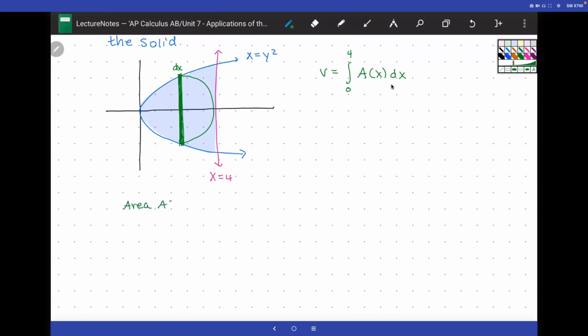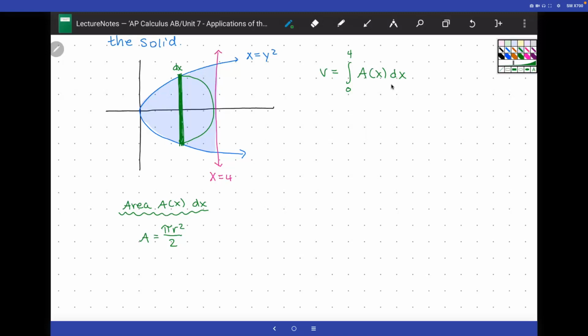Area A of x. We know it's a dx problem. I'm going to put dx there to remind me. So these are semicircles. What's the formula for the area of a semicircle? Pi r squared divided by 2. Just start off with that.